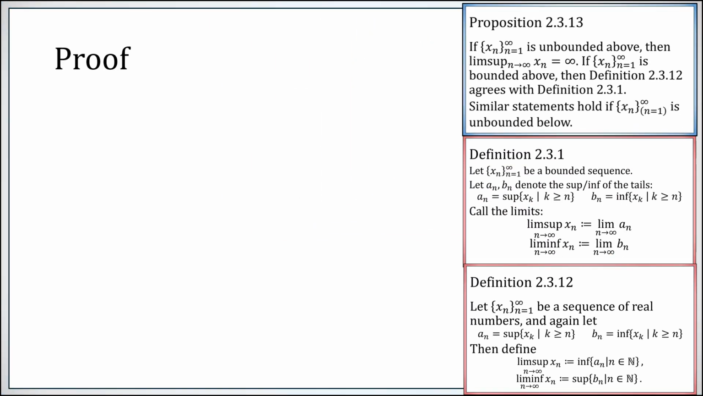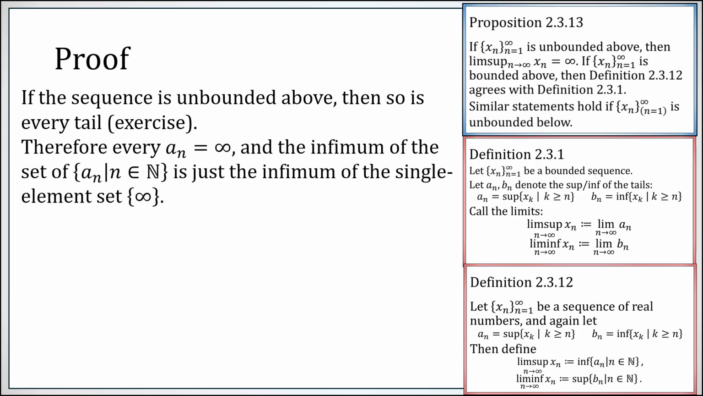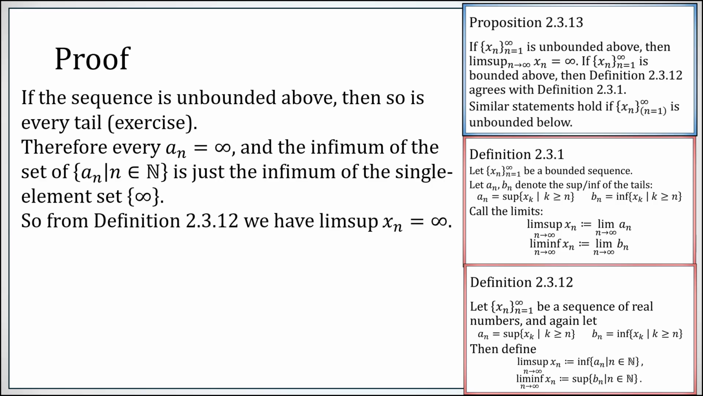Okay, let's get to the proof. We need to recall these definitions at right. If the sequence is unbounded above, as an exercise, show that every tail is also unbounded above. Well, if every tail is unbounded above, then the sup of every tail is plus infinity. So the set of sups of tails is just infinity. What's the infimum of that single element set? Infinity. So Definition 2.3.12 tells us that since the set of sups of tails is just infinity, the inf of that set is just plus infinity. By Definition 2.3.12, the lim_sup is infinity.